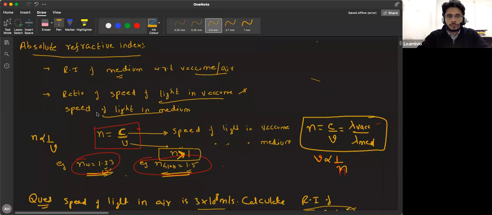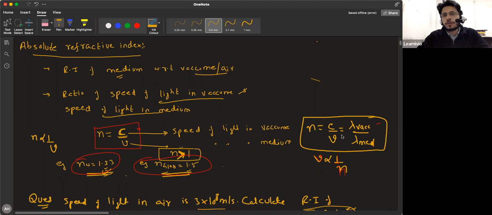So can you explain the second point? This one? So in the absolute refractive index, second point, ratio of speed of light in vacuum. This is the definition of refractive index. Like the definition of speed is distance by time, right? In the same way, this is the definition of refractive index: the ratio of speed of light in vacuum divided by speed of light in medium.